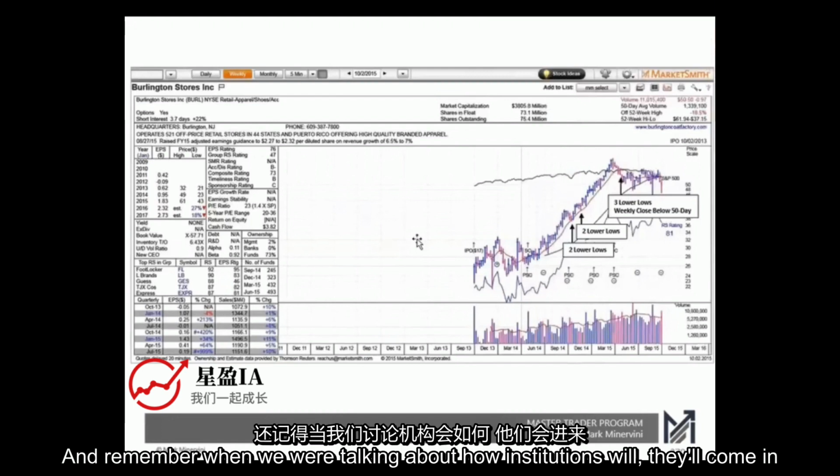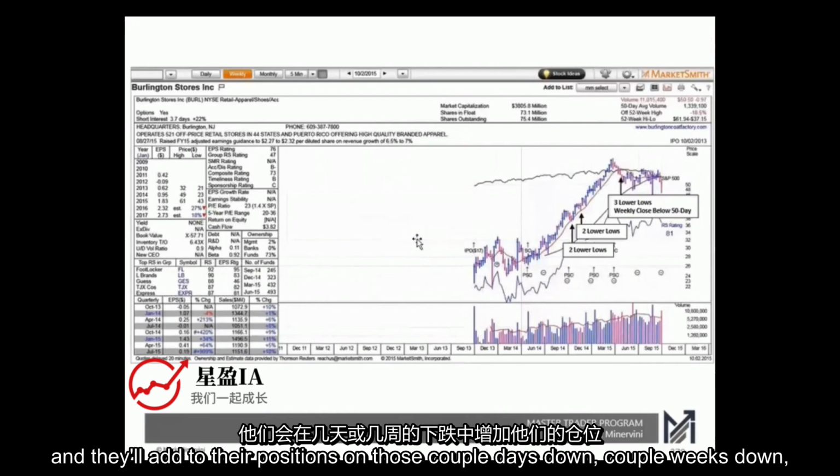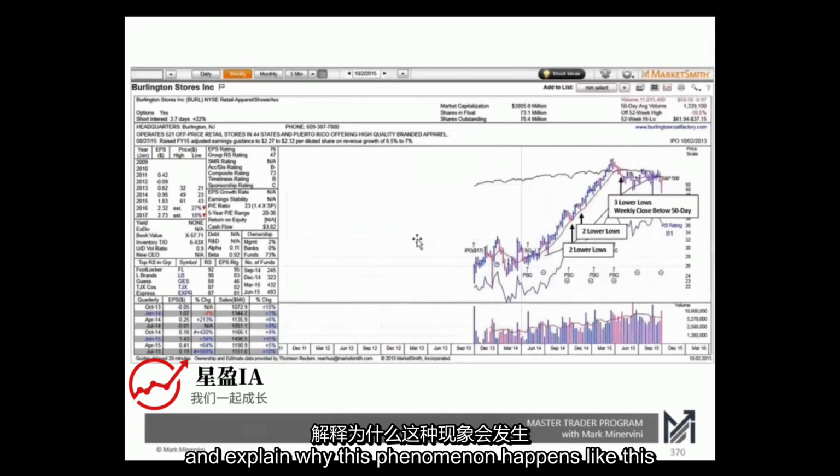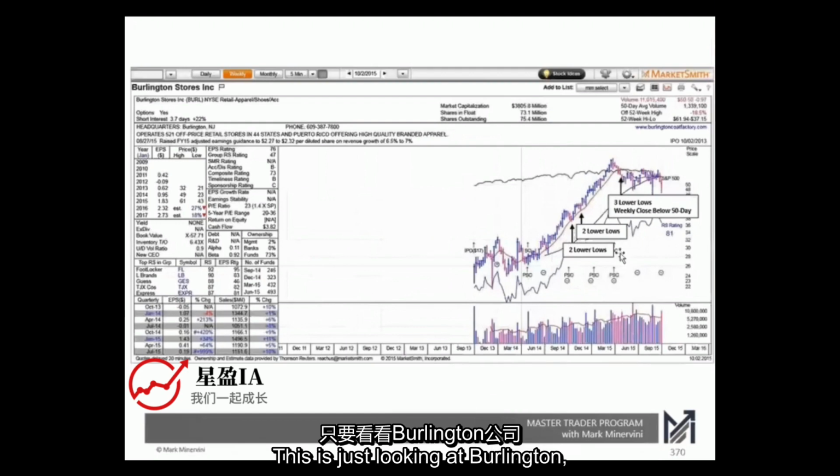And remember when we were talking about how institutions will come in and add to their positions on those couple days down, couple weeks down, and explain why this phenomenon happens like this. And this is just looking at Burlington.